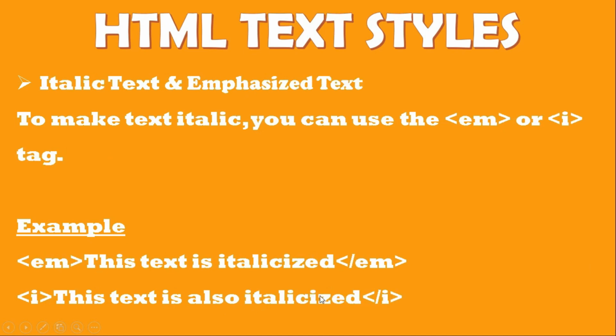The next is the italic text or emphasized text. To make text italic, you can use the EM or I tag, where EM stands for emphasized text and I stands for italic text. Both serve the same purpose. The example demonstrates the use of EM and I tags. So both serve the same purpose. If you want to make a text italic, you can use EM or I tag.